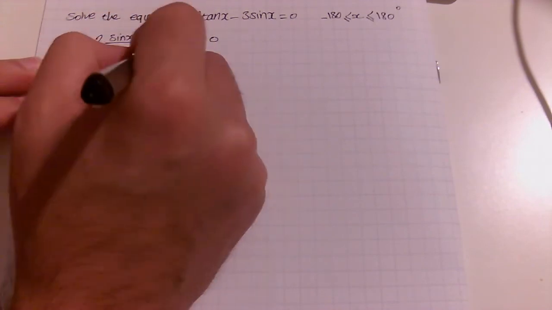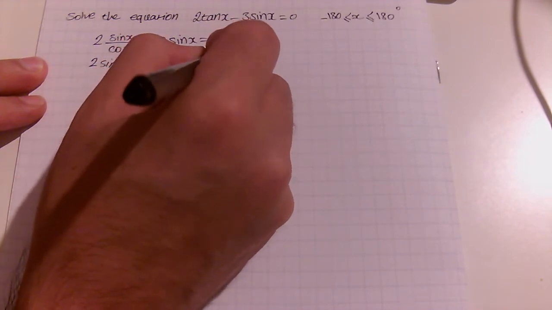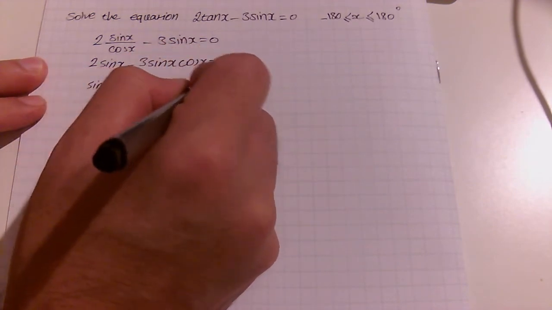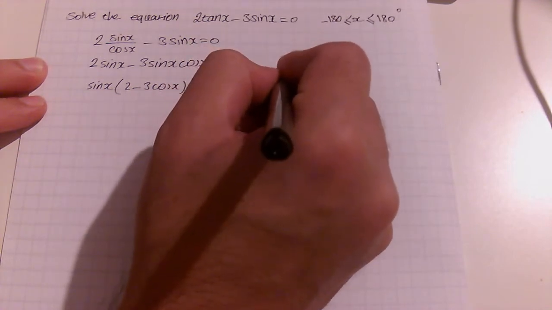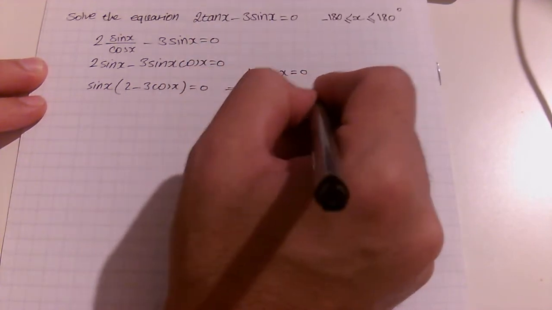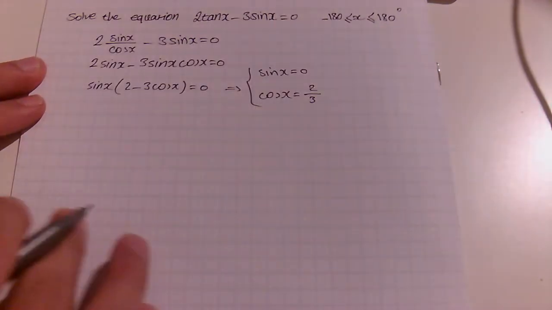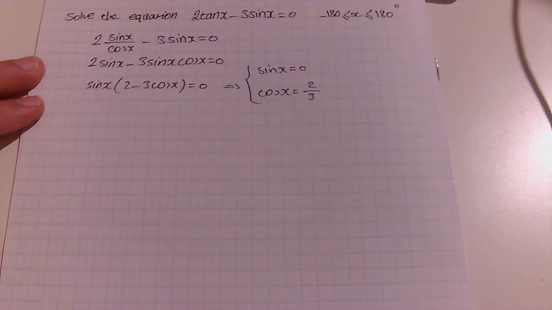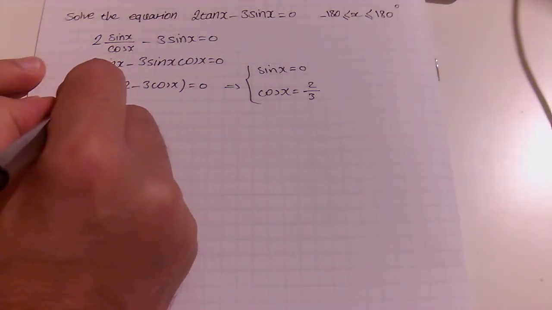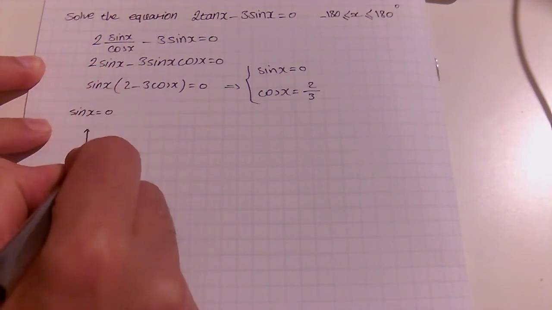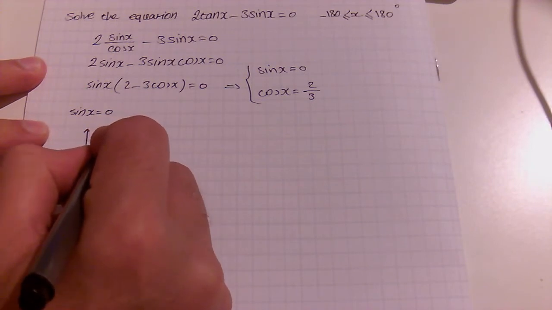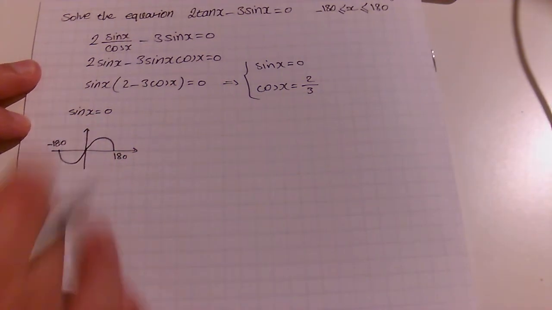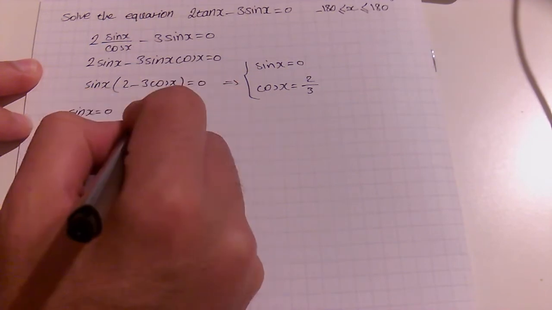So first of all, we've got tan x and sin x. We need to convert one to the other. So we can write 2 times sin x over cos x minus 3 sin x equals 0. To get rid of the denominator, we multiply both sides by cos x: 2 sin x minus 3 sin x cos x equals 0. Factorizing sin x, we get sin x times (2 minus 3 cos x) equals 0. Therefore, either sin x equals 0 or cos x equals 2 over 3.